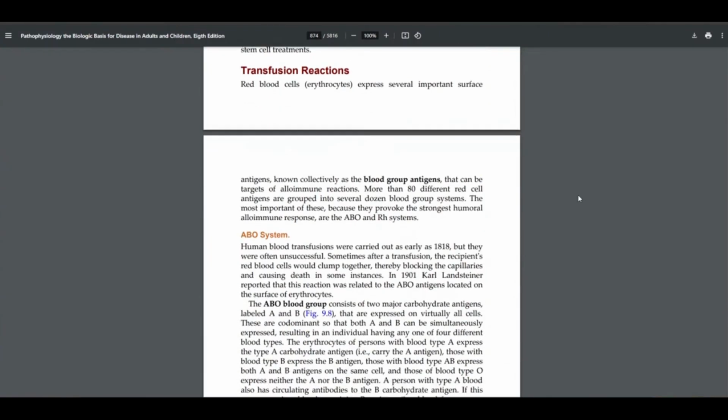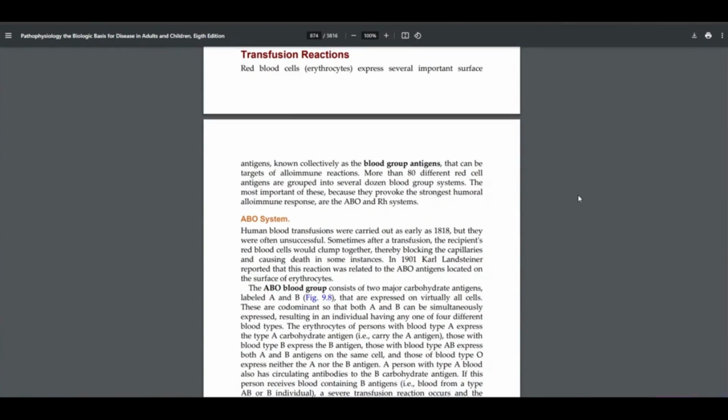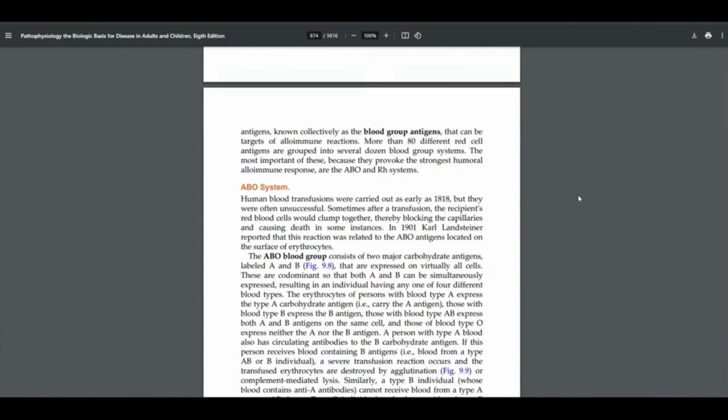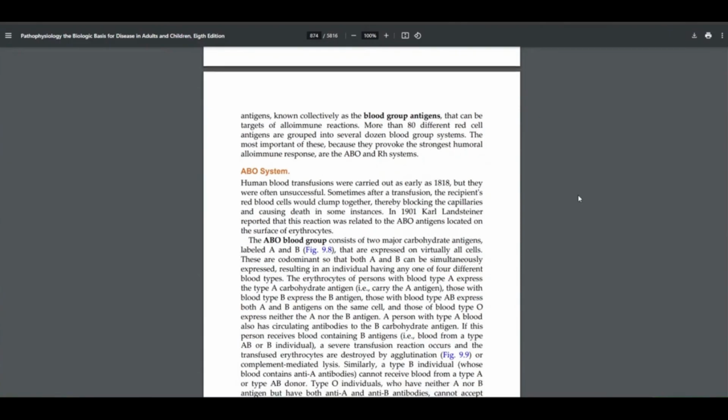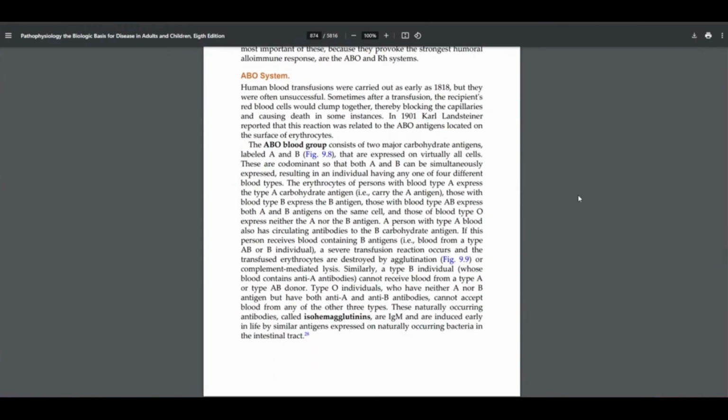Transfusion reactions. Red blood cells, erythrocytes, express several important surface antigens known collectively as the blood group antigens that can be targets of alloimmune reactions. More than 80 different red cell antigens are grouped into several dozen blood group systems. The most important of these, because they provoke the strongest humoral alloimmune response, are the ABO and Rh systems.